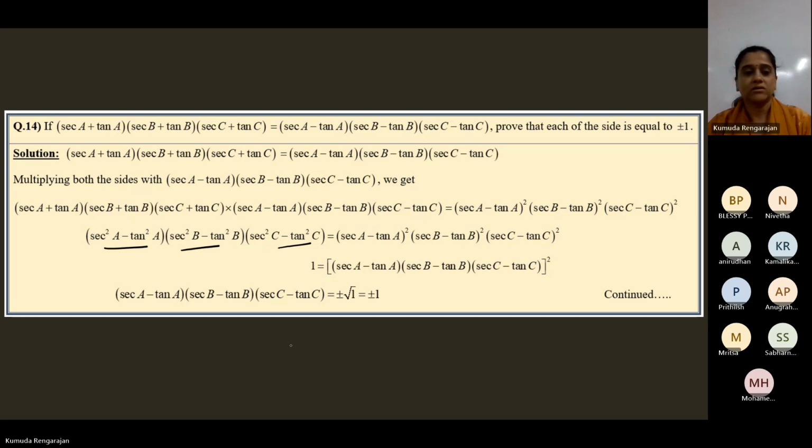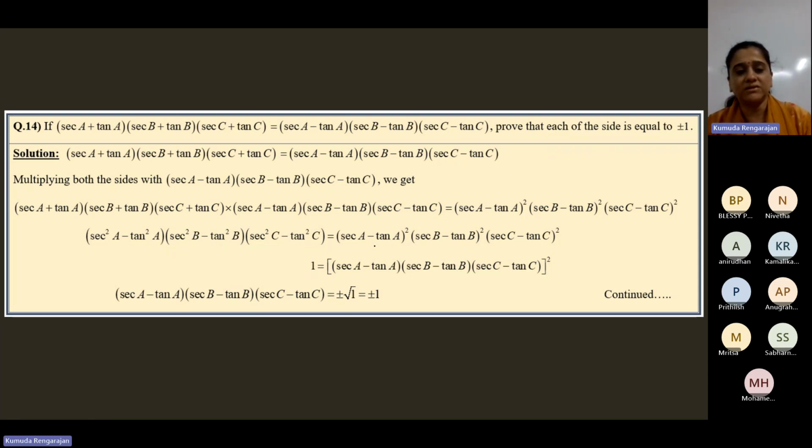It is an identity. See, secant square A minus tan square B is not 1. The angle should be the same. Secant square A minus tan square A is 1, secant square B minus tan square B is 1, secant square C minus tan square C is 1. So 1 into 1 into 1 is 1.